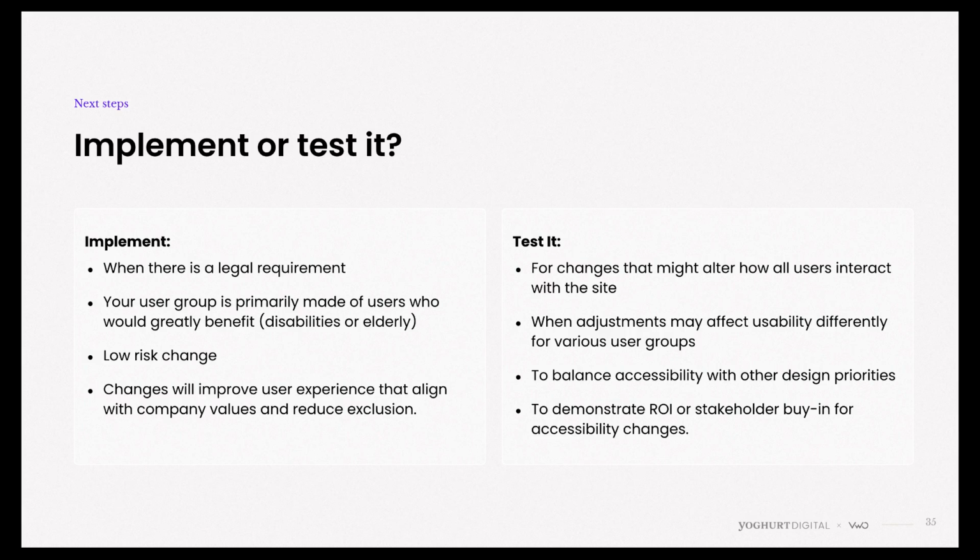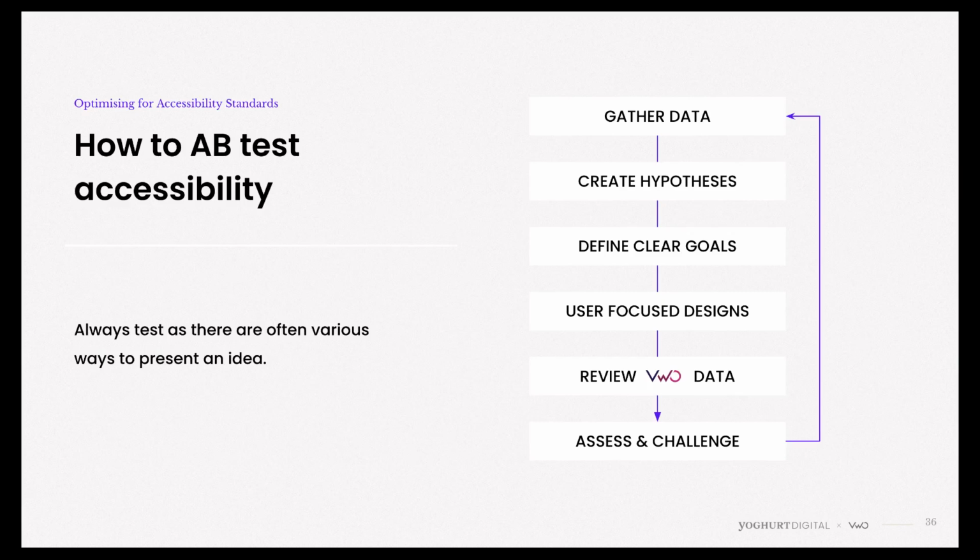And finally, if you need to justify or demonstrate ROI for stakeholders to buy in to accessibility changes, definitely test it because you'll need that data for your reports. So with all changes on any website, there's not one solution, but many, which is why we should test things, because it's about finding the best solution rather than just implementing right away and then seeing how it goes.